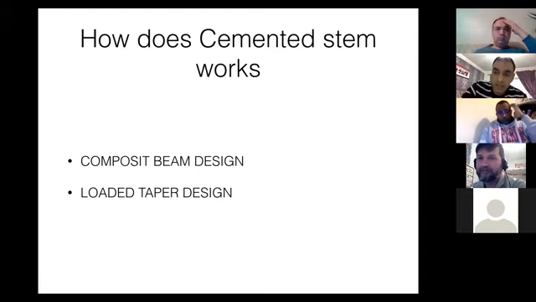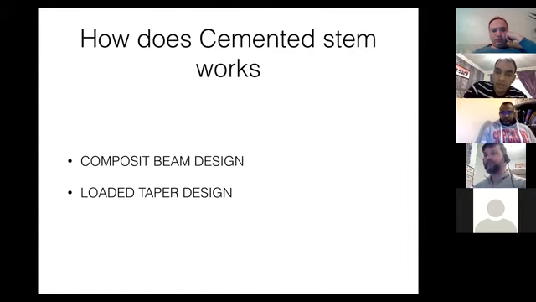The loaded taper design is a new technique, that is the Exeter and the CPT, which is the Zimmer Biomet stem. We use it, and that is a new design. It uses the creep properties of the cement. So when you put the stem in, the cement will act as a grout, and with the passage of time it will sink in about 1.6 millimeters in about a year's time. So they will ask you how this works. It uses the creep property of the cement and will actually snug fit into the stem.